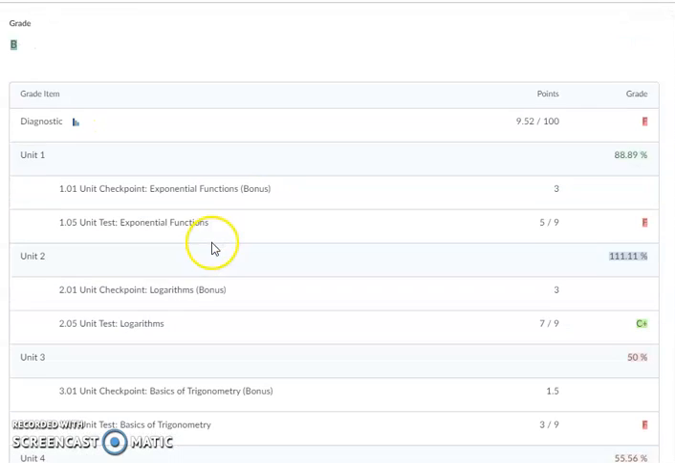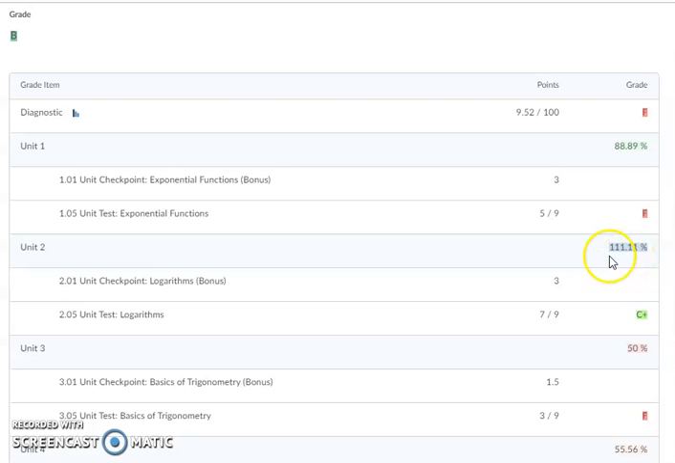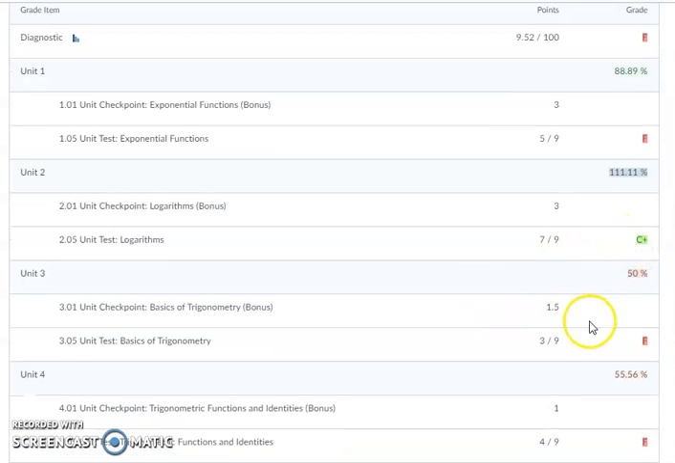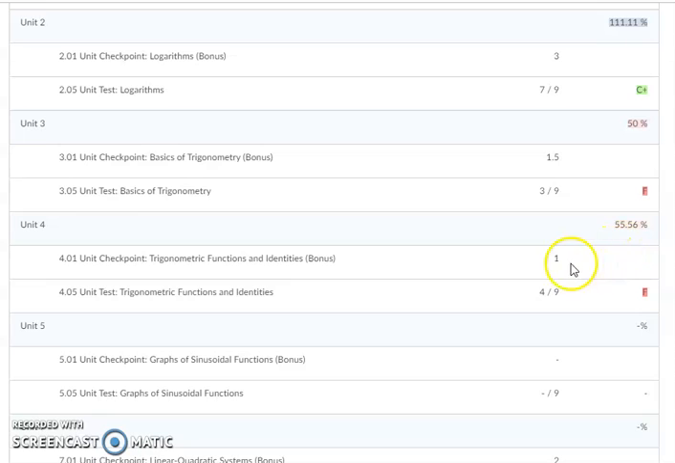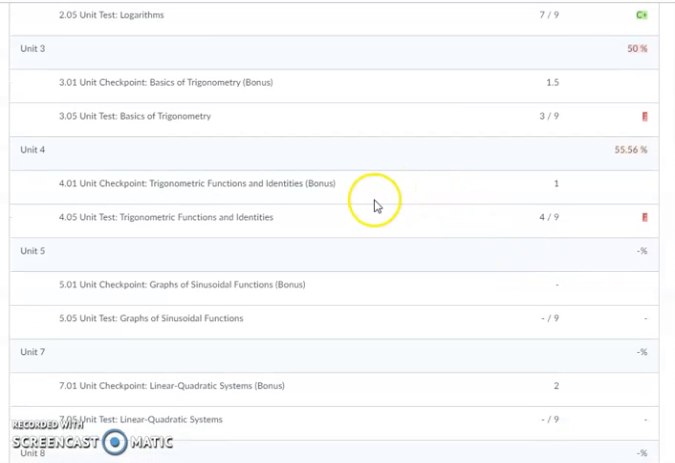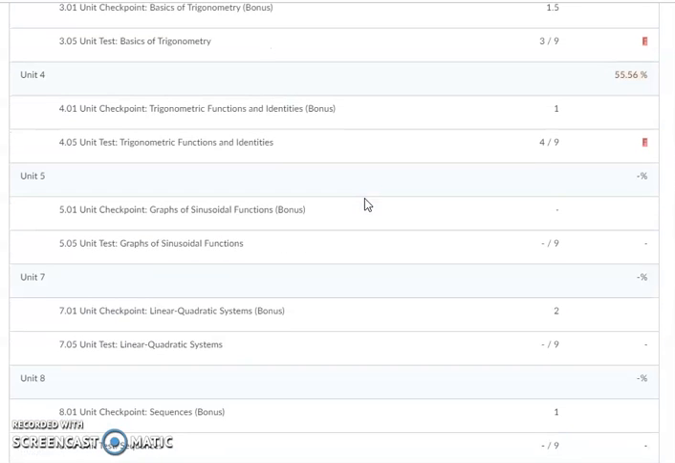Unit 1, you've already finished. Unit 2, you've got 111%. Unit 3, Unit 4, it looks like you've got to Unit 4. You do not have to do this Unit 4 until December. So please, please, please just slow down and don't worry too much, okay?